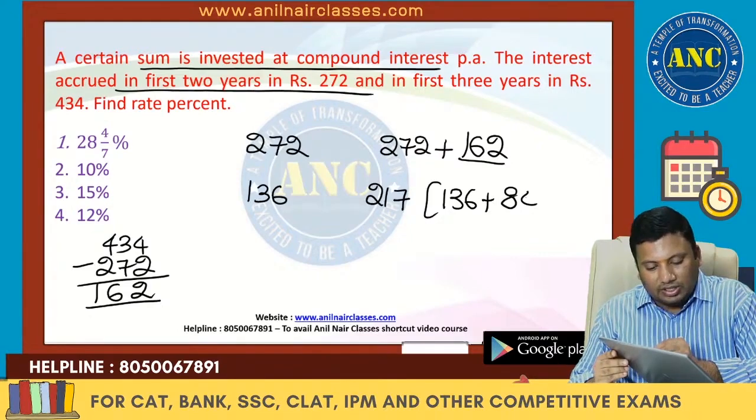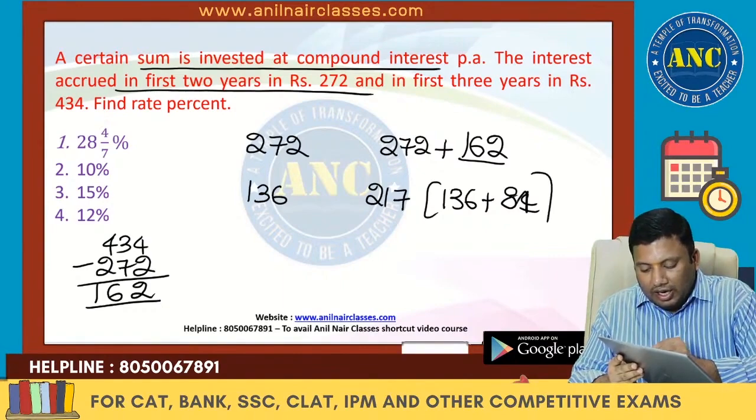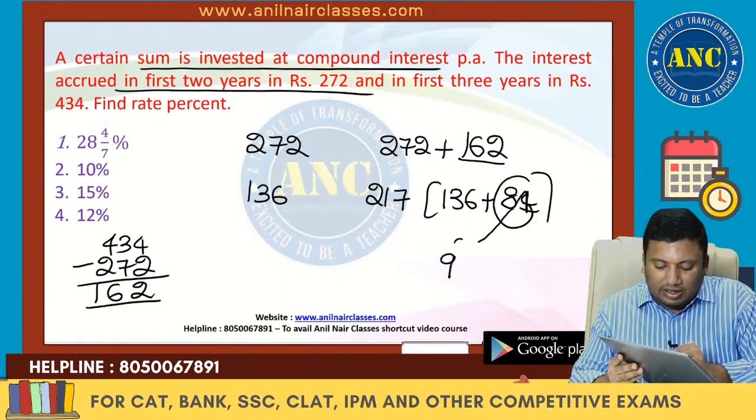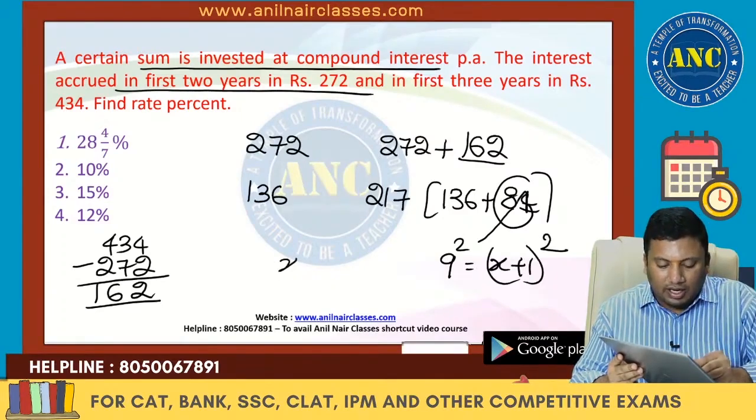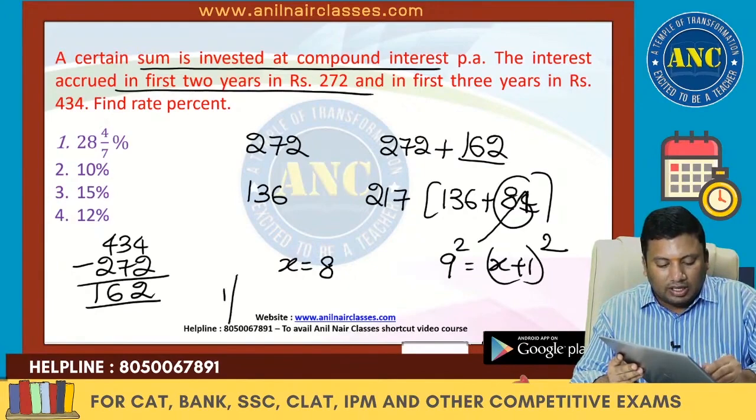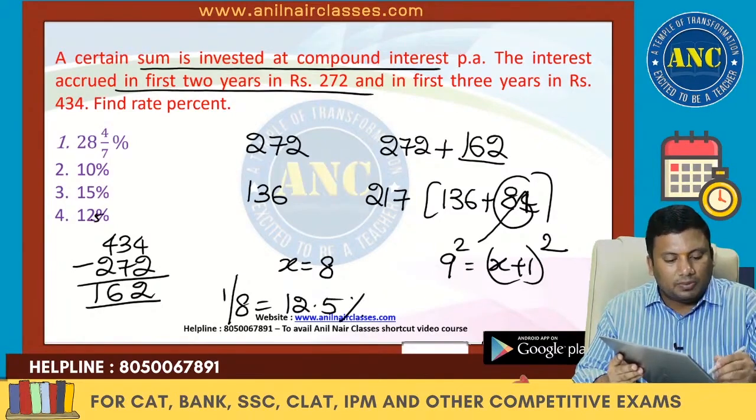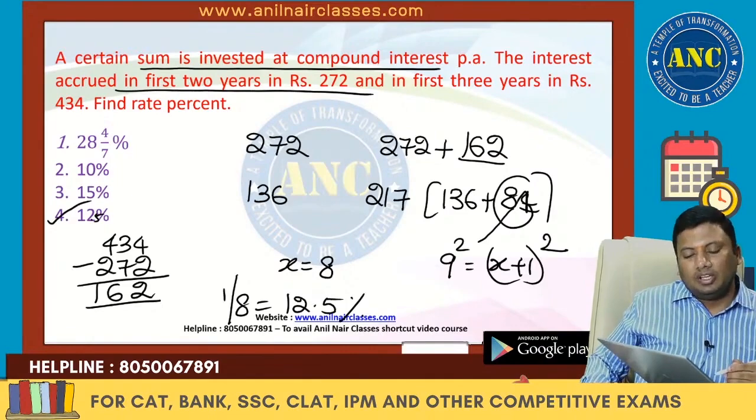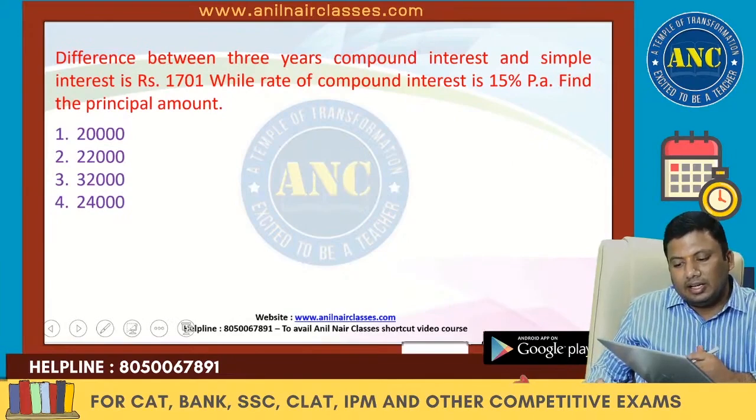81 is nothing but 9 square. X plus 1 square is 9 square. X value is nothing but 8. 1 by 8 is 12.5 percentage. I hope the idea is clear.